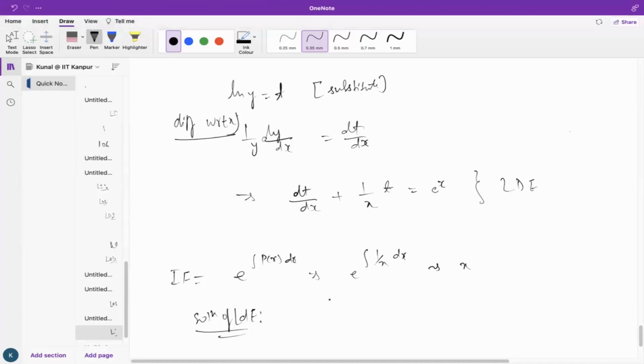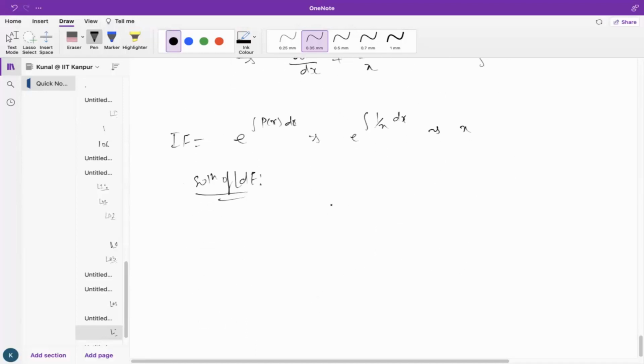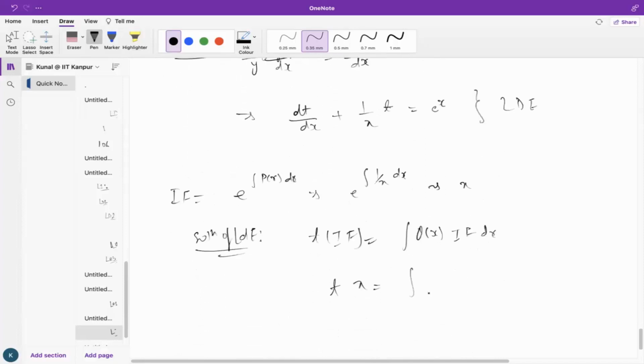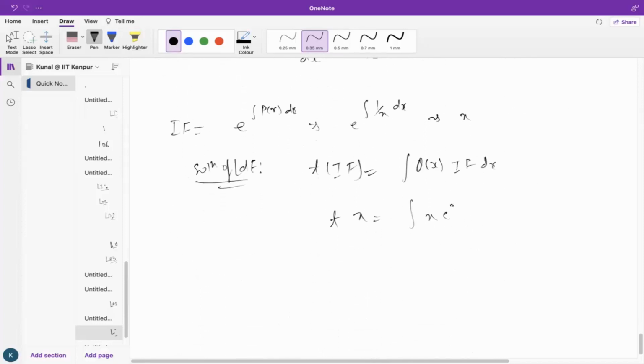Okay. So the solution of the differential equation is nothing but, what is it? There will be substitution, right? So t into integrating factor is equal to integration of Q(x) into integrating factor dx. So there will be t, and the integrating factor you get is x, and the value of Q(x) is e to the power x. So x into e to the power x dx.